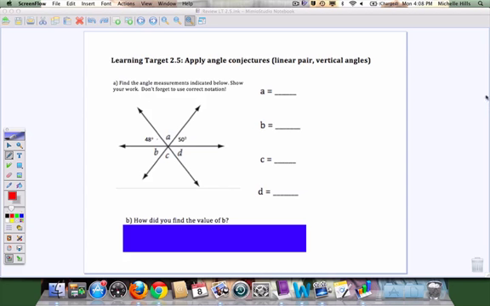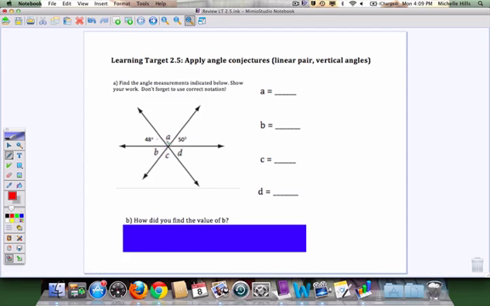So 2.5 in this case is a fairly short one. We're looking mostly at linear pair and vertical angles. So when I look at this, I'm kind of lazy, and the thing that I'm drawn to as much as possible are vertical angles, because I don't even have to do any calculation.